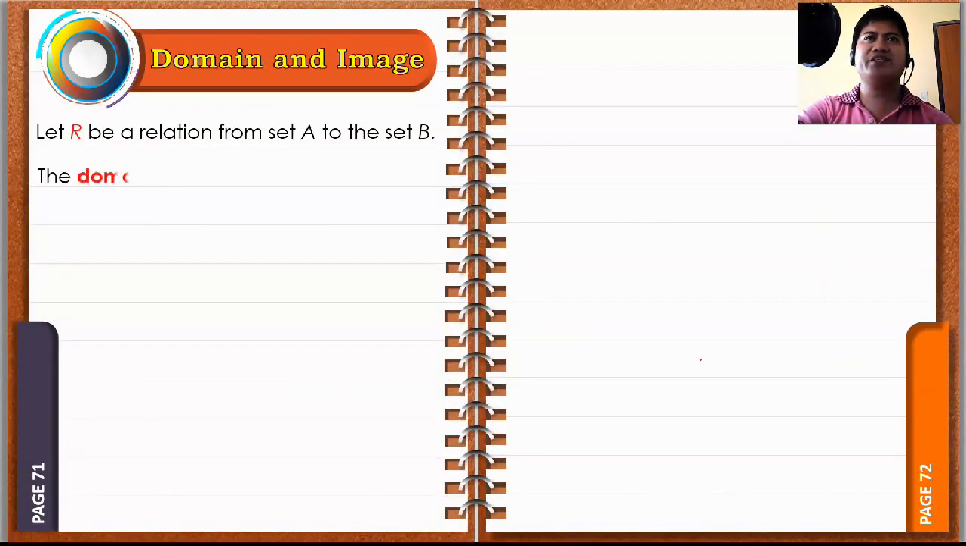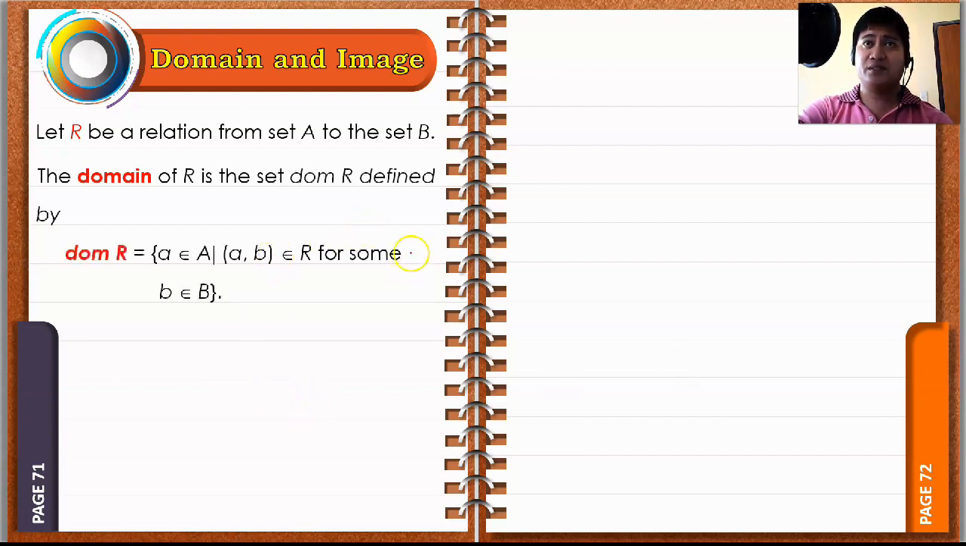So let R be a relation from set A to set B. The domain of R, denoted dom R, is the set of all elements a in A such that the ordered pair (a, b) is an element of our relation for some b in B.